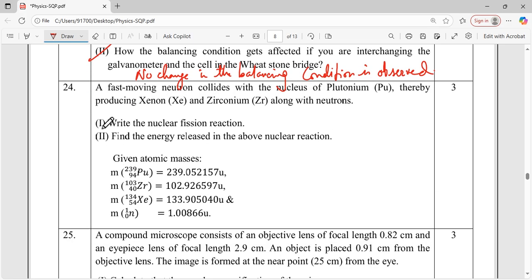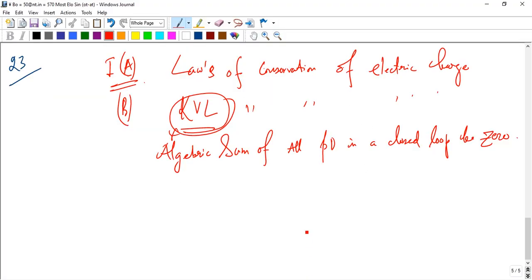Now question number 24. A fast moving neutron collides with a nucleus of plutonium, thereby producing a xenon and a zirconium along with neutrons. Write the nuclear fission reaction. Find the energy released from the nuclear fission reaction. These are the given data. That's very important, and it's mathematical.